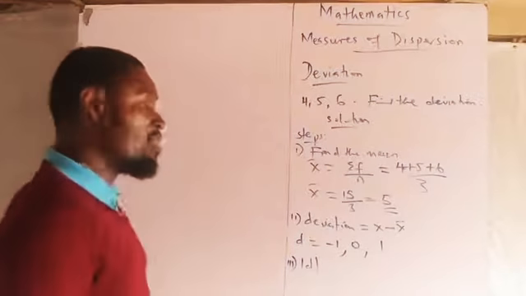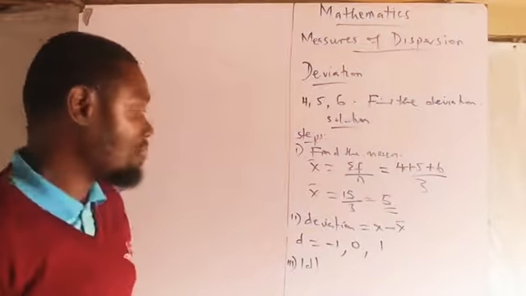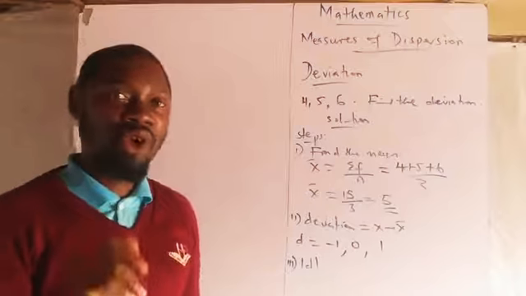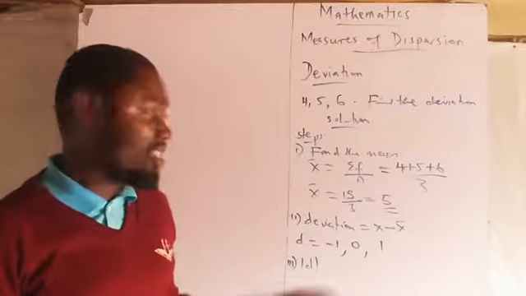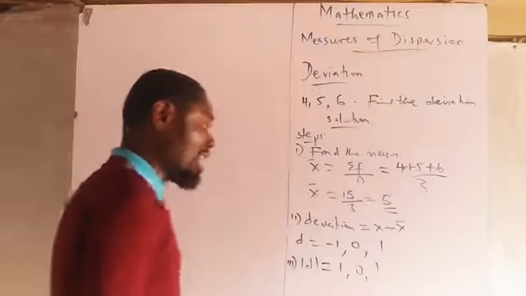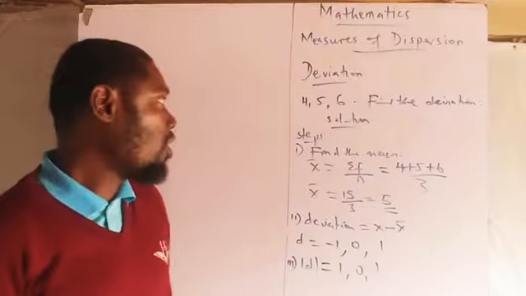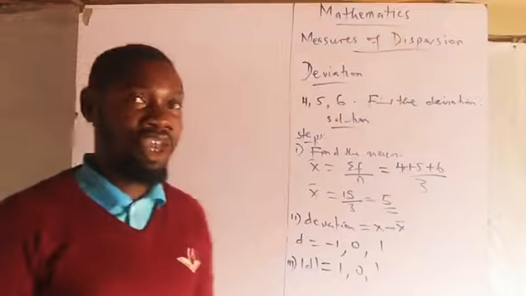Modulus is simply the positivity of each of the values you have as a deviation. So here it becomes plus in the modulus part of the deviation. So I'm going to have 1, 0, 1. So here is the final result. So if you're asked to find your deviation, this is how you go about getting your deviations.